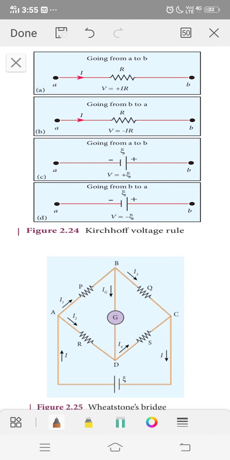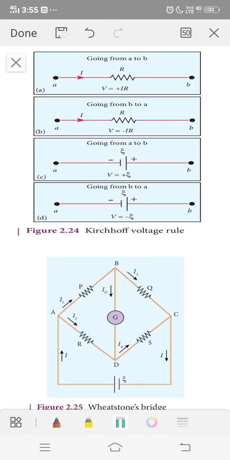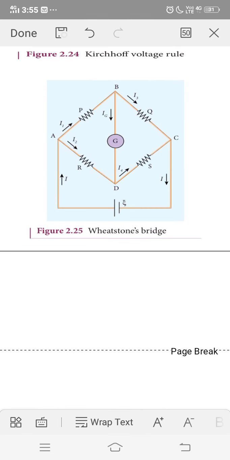Hello viewers, today the concept is the Wheatstone Bridge. So what is the Wheatstone Bridge? The Wheatstone Bridge is nothing but one of the applications of Kirchhoff's law, and we very well know what Kirchhoff's law is. Kirchhoff was a scientist who proposed two rules, one is the current rule and another one is the voltage rule.